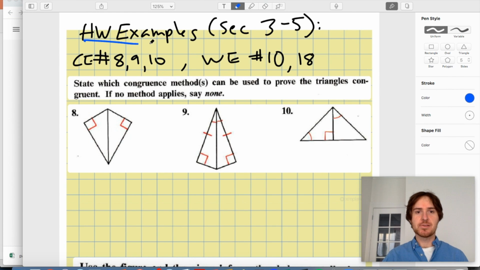We're using homework examples, section 3.5. Remember, these aren't all the problems. Those are listed on Google Classroom. I'll move on. I won't show you the spreadsheet this time. We're going to do 8, 9, and 10 of classroom exercises. Then we're going to do written exercises number 10 and number 18.